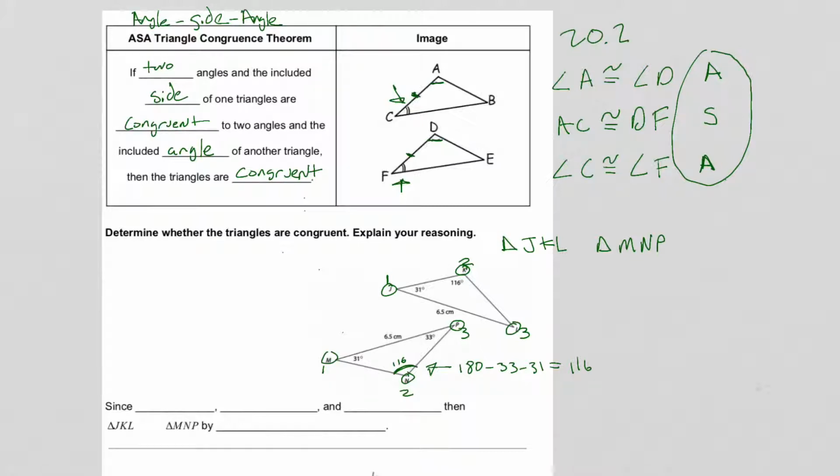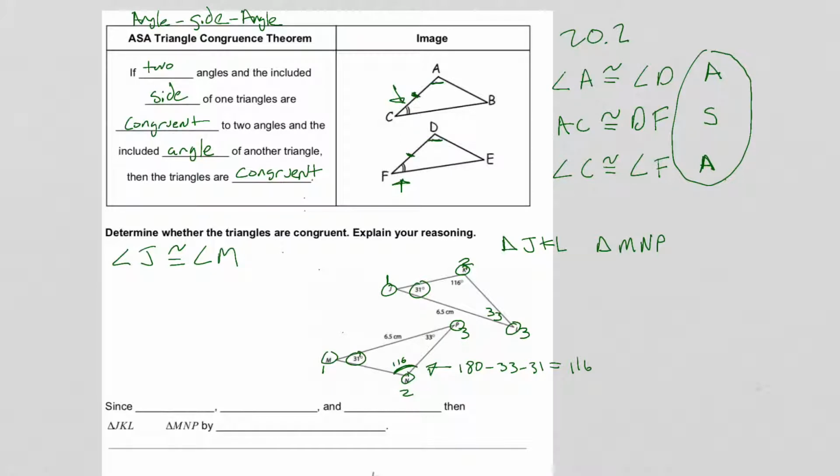So that's definitely the angle, but I'm not sure it's the angle I'm looking for. So let's take a look at this other one. Then if this is 31 and 116, this one's got to be 33, because 33 plus 31 plus 116 equals 180. So it does appear that these correspond. And what are the angles we're going to use? So we've got basically angle J, which is 31 degrees, is the same as angle M. So angle J and angle M are congruent.